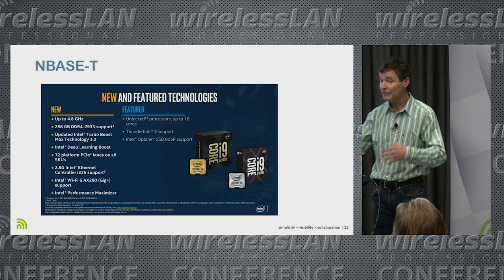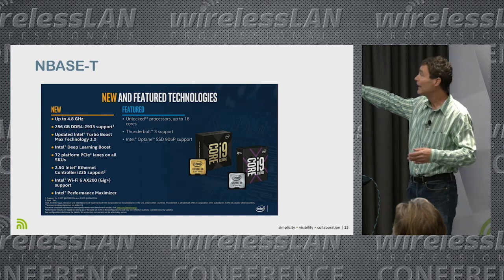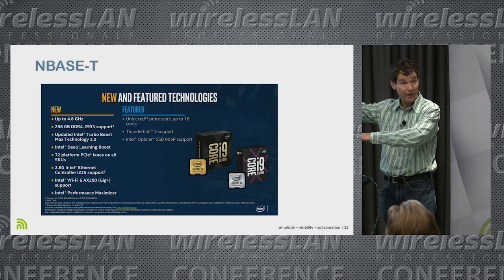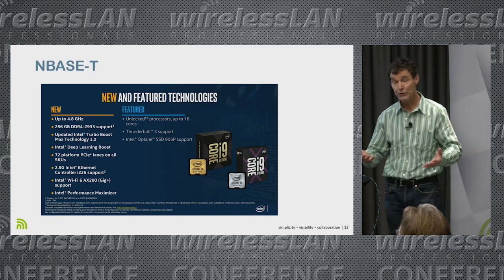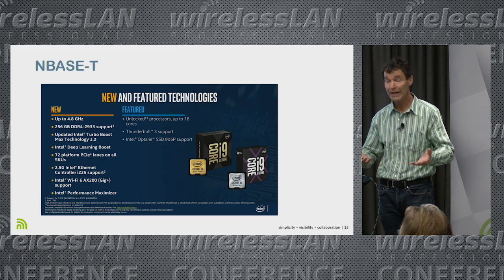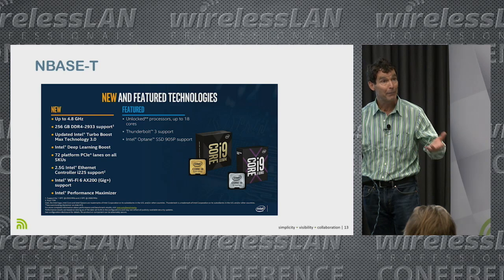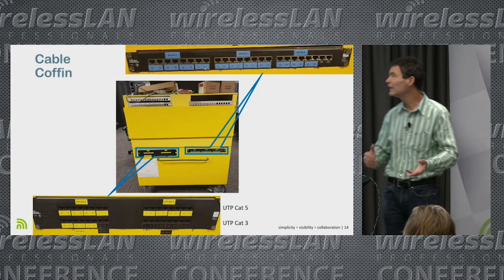And NBase-T is not just about APs. I just saw this announcement: the new i9 core has a 2.5 gig MAC built in, so it'll be very easy in any future wireline device to have 2.5, because it's just built into the processor, just like 1 gig MACs are built into processors now.